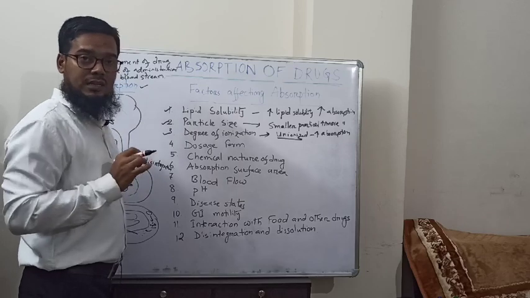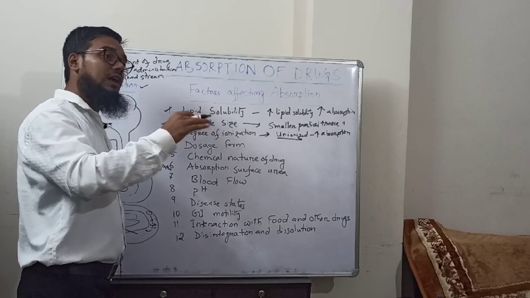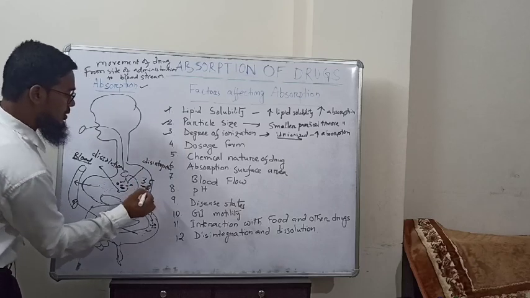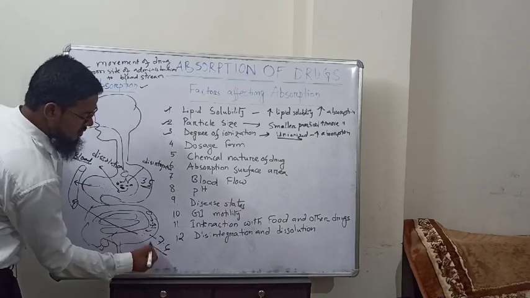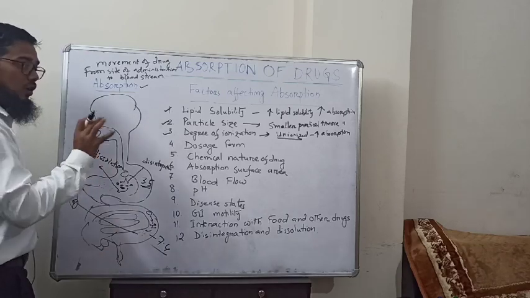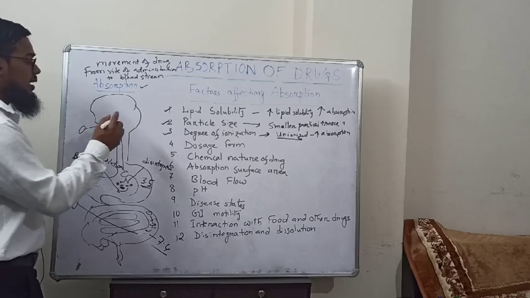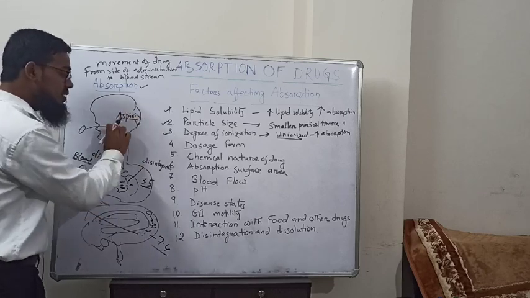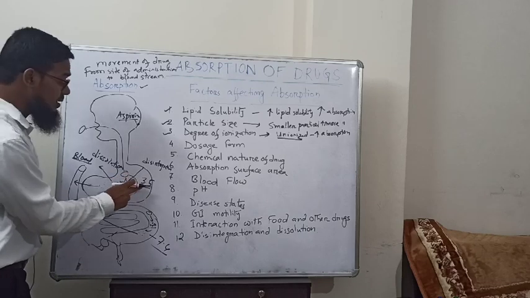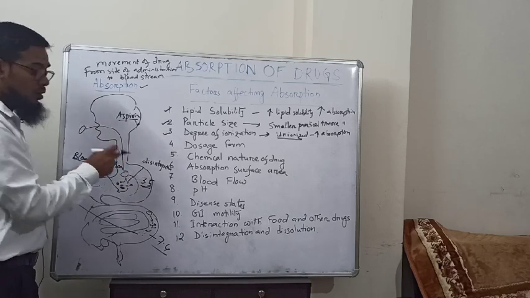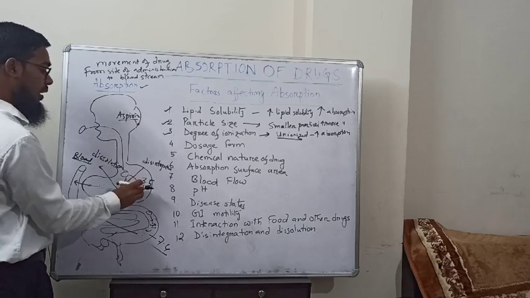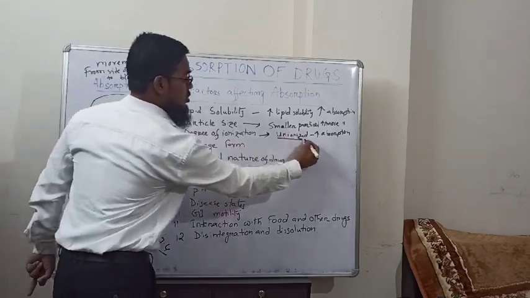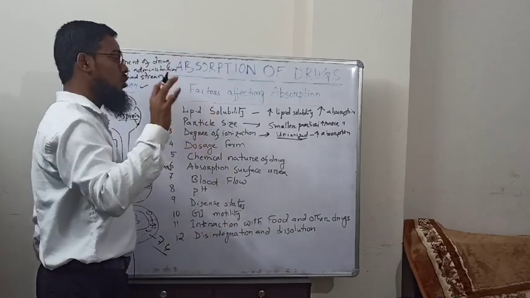If the drug is acidic, the acidic drug remains more unionized in acidic pH, and then absorption will be more. For example, the pH in our stomach is acidic, and the average pH of our small intestine is basic. So if we give an acidic drug like aspirin, aspirin means acetyl salicylic acid, this is an acidic drug which will remain unionized in acidic pH, means in the stomach. So absorption of aspirin will be more in our stomach, but less in our intestine. So very important, ionization. The more unionized the drug, the more it will be absorbed.